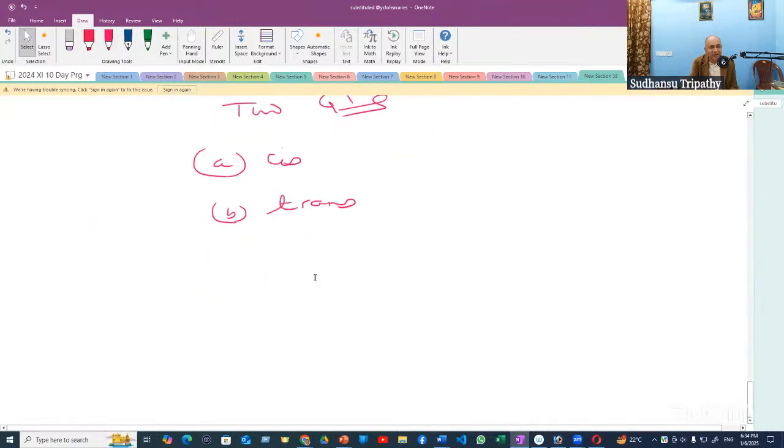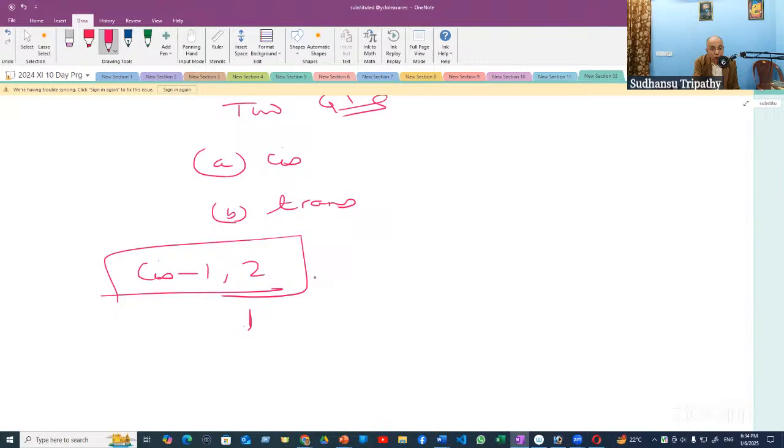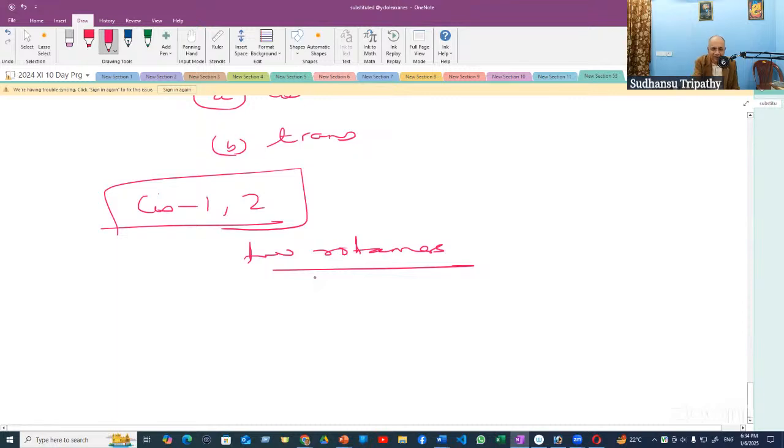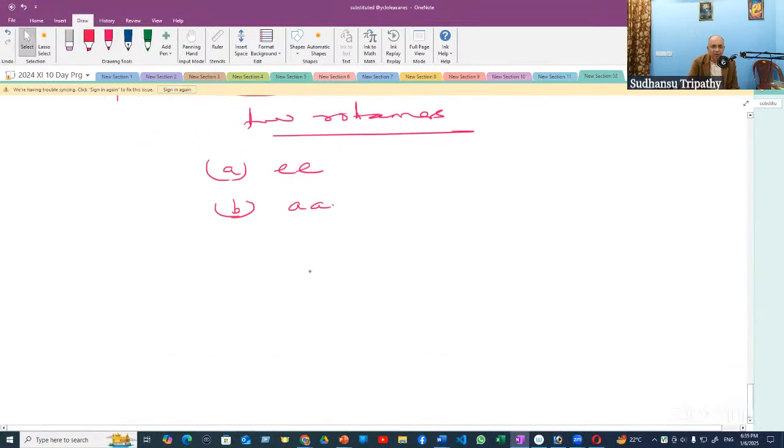So you can visualize in the model. So let us talk about cis. It has got two rotamers. One is EE, the other is AA. Obviously, EE is more stable than AA. Now I'm talking of 1,3.